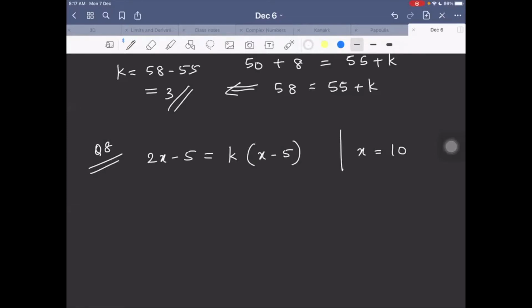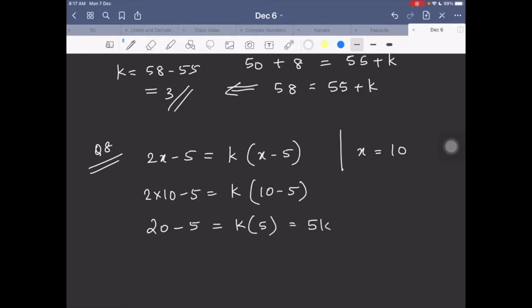Now, let's go and substitute 10. We have 2 into 10 minus 5 is equal to k times 10 minus 5. This is equal to 20 minus 5, the LHS. And the RHS is k times 5, which is 5k. So your k is nothing but 15 divided by 5, equal to 3. Yes, got it?